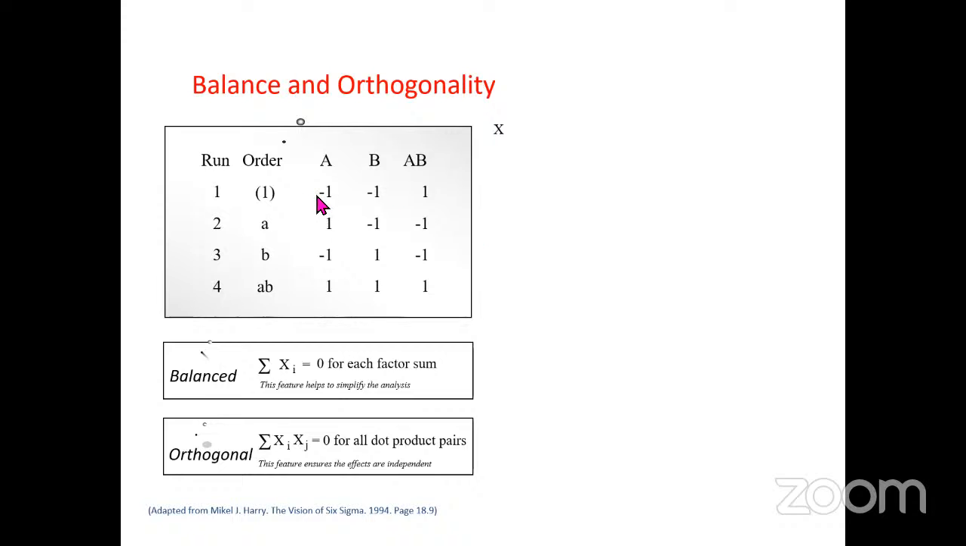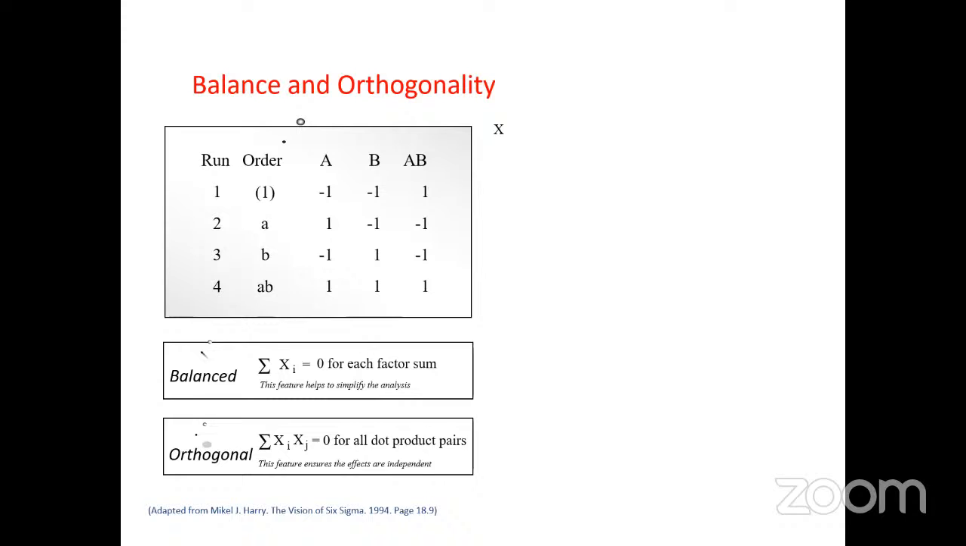Another one is, for AB, you can multiply: minus into minus is plus, plus into minus is minus, minus into plus is minus, plus into plus is plus. That is AB, right? Even in AB, the number of minuses is equal to the number of pluses. You see, there are 2 minuses, 2 pluses. That's called orthogonality. So any design should be balanced as well as orthogonal. When you design an experimental strategy, it should be both orthogonal and balanced. That's very important.